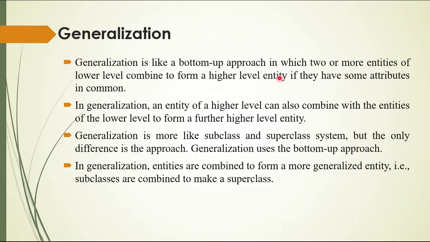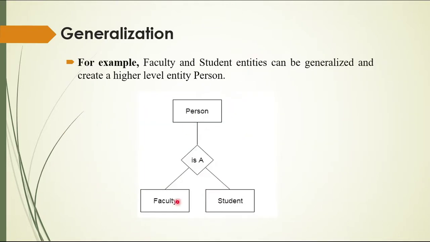Now in generalization, two subclasses are combined together to generate another entity, that is the superclass. See the example. Here we have a faculty entity and a student entity. These two entities are combined together to generate one entity, person. So we can say that faculty and student is a person. Faculty and student are low level entities and person is a high level entity. So two low level entities combine together to generate one higher level entity. This is generalization.